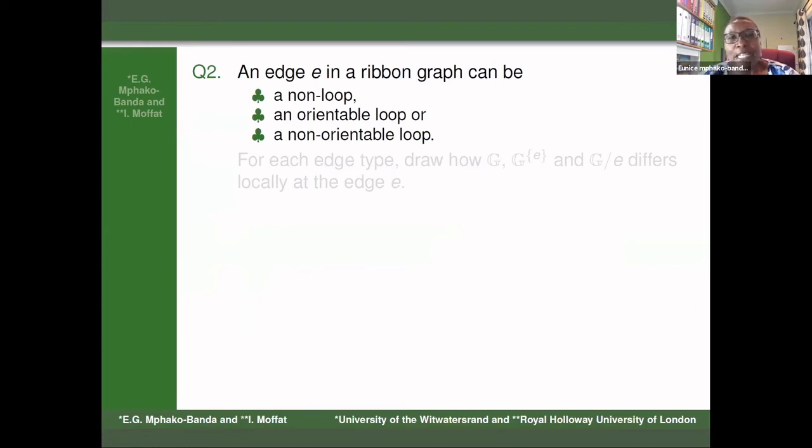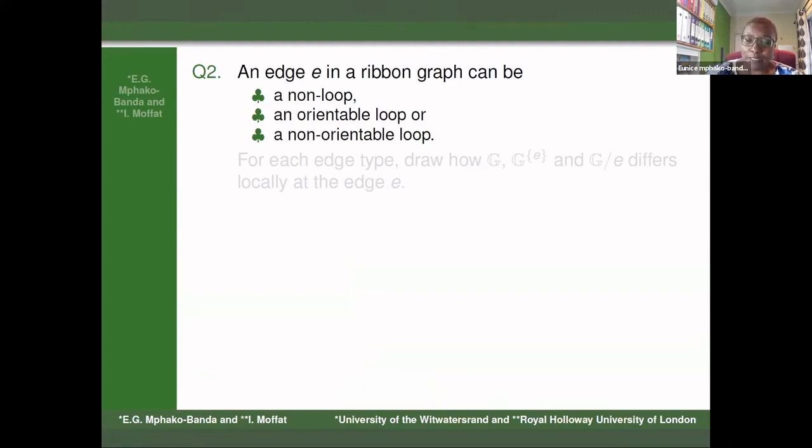Let's say you have an edge E in your ribbon graph. It can be an unloop, an orientable loop, or an oriented loop. You can have all these types of edges. You can have 3 types of edges: an unloop, an orientable loop, and an oriented loop.